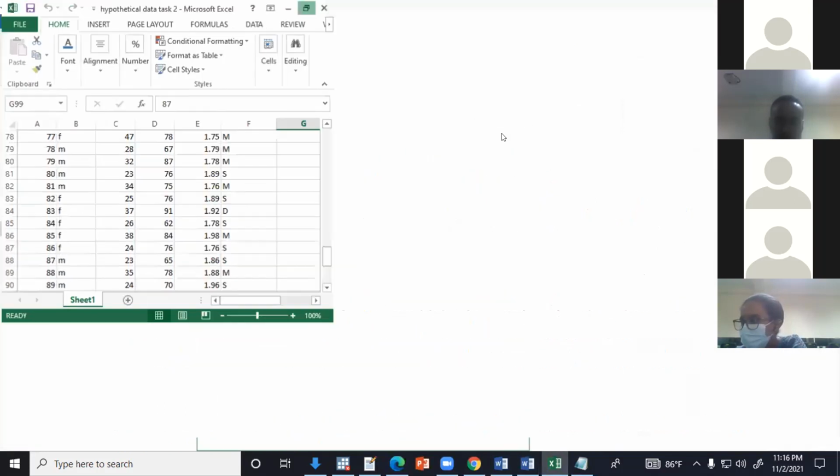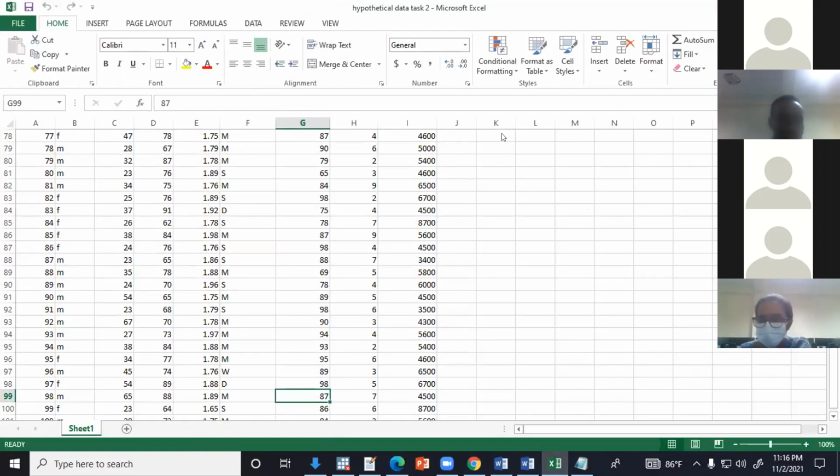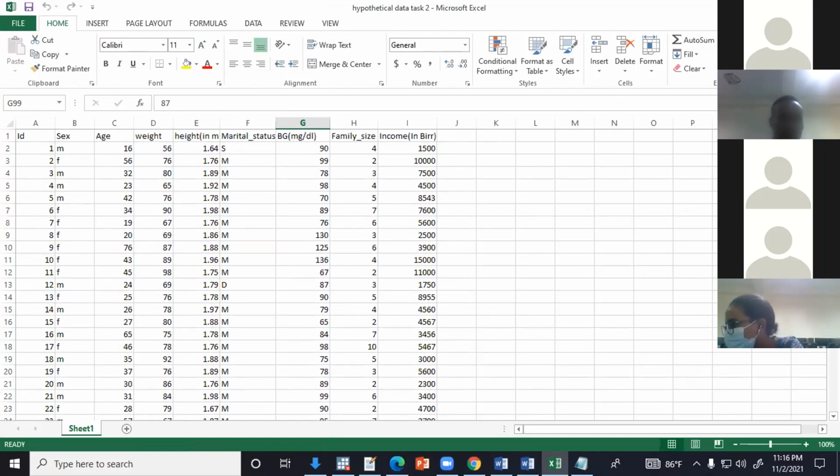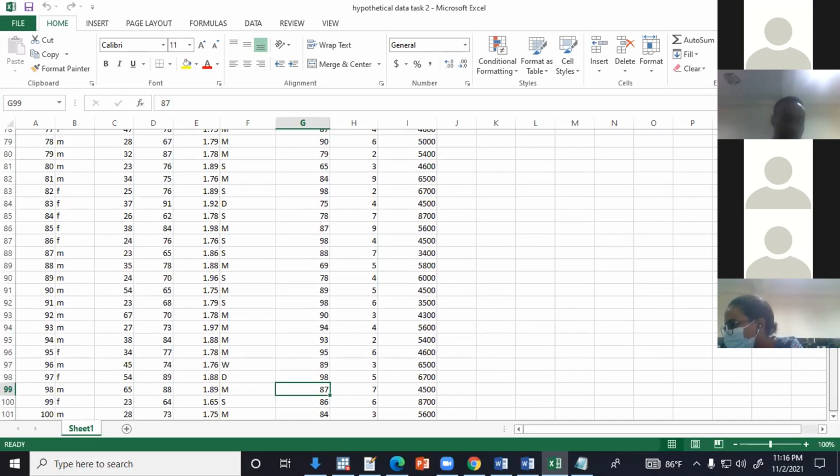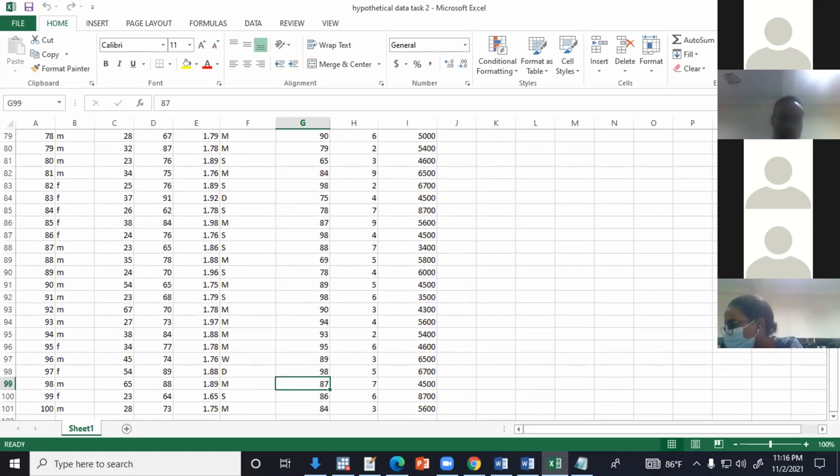On task 2, here is my Excel sheet, which I have prepared, with 100 observations. This has age, sex, weight, height, marital status, family size, and income. The ID numbers go from 1 up to 100. So I will just move to the Stata starter.